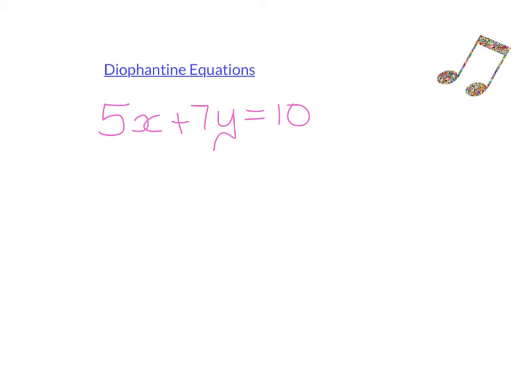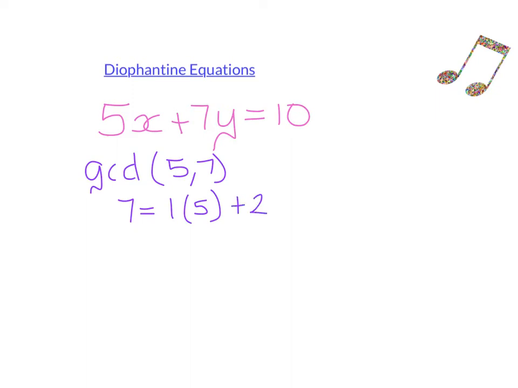Not all equations of this form have integer solutions, but there's a way to check for that, and we'll do that as we go through the working. So we're going to be using the Euclidean algorithm, and we'll do that as we would normally. We're going to start by finding the greatest common divisor of 5 and 7. We know it's going to be 1, but we're going to go through the working so we can do the extended algorithm.